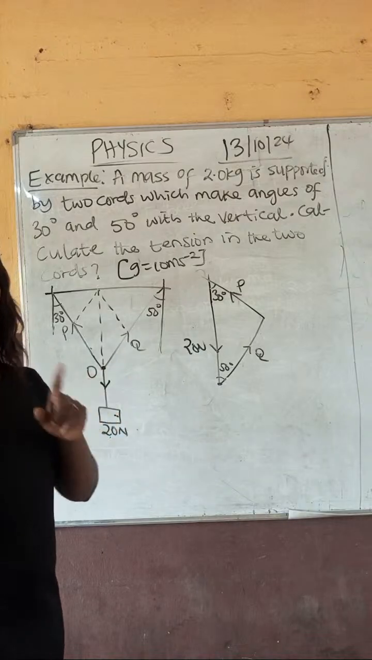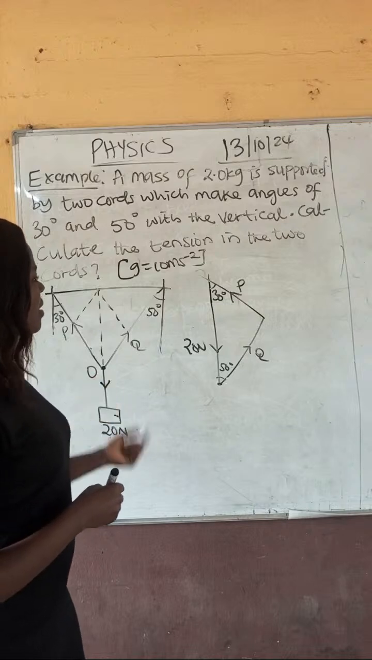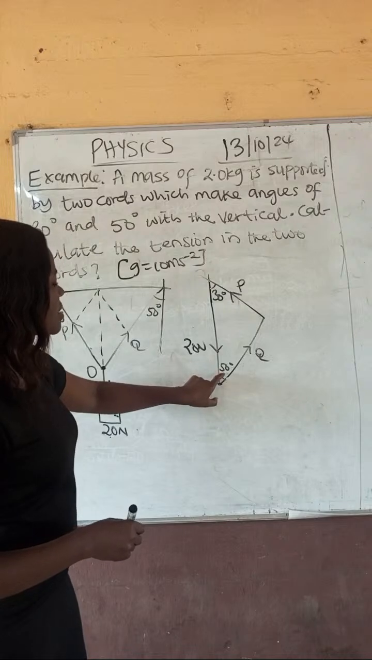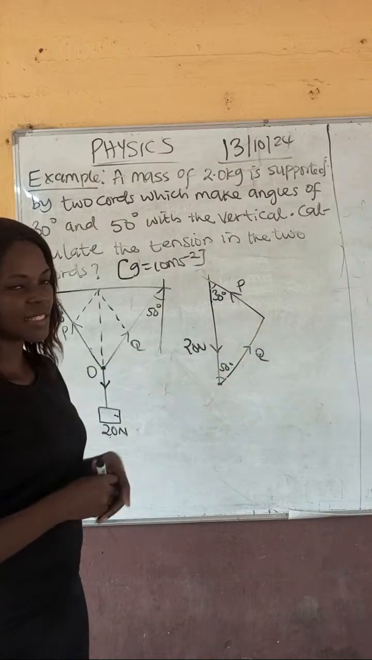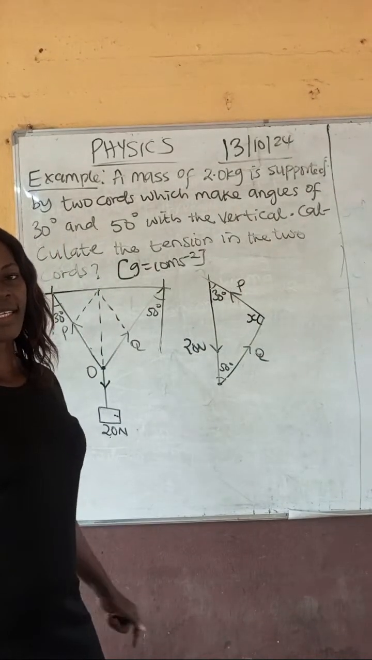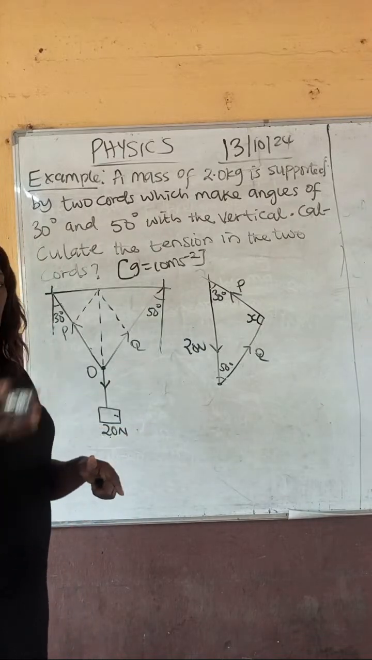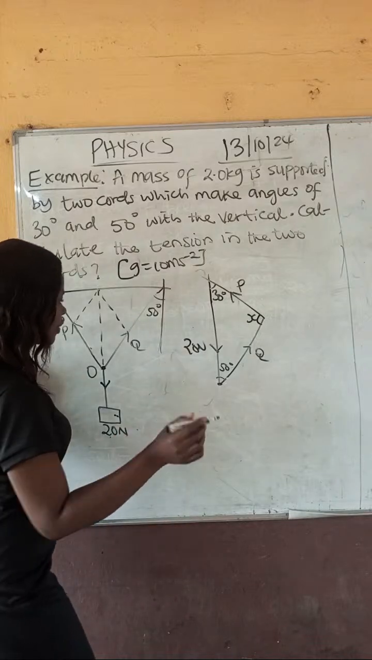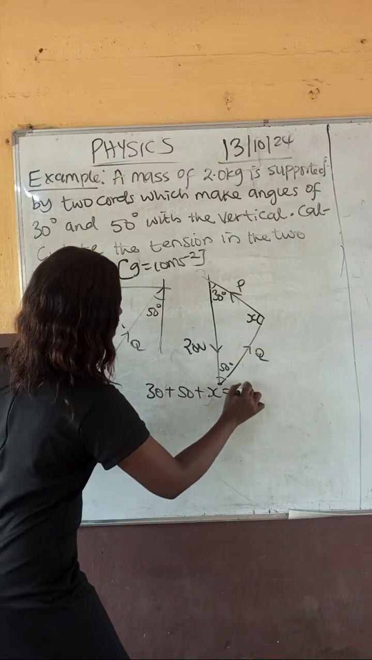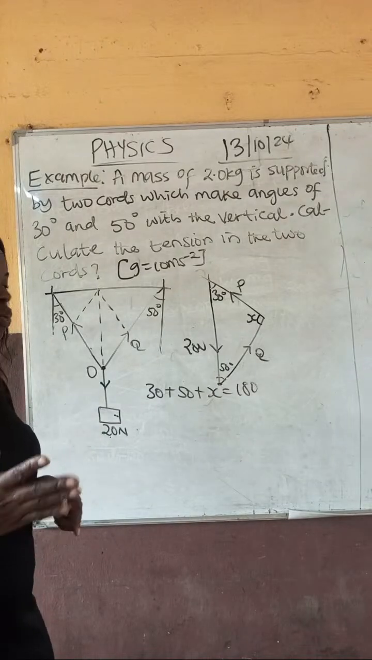Now, this is just the first step to finding our tension in the two chords. What do I mean by that? We have already seen that this angle is 50 and the angle here is 30. So we need this angle here, which we can call x. The sum of angles in a triangle is equal to 180 degrees. So I will add them together and equate them to 180. This is 30 plus 50 plus x is equal to 180. Reason: the sum of angles in a triangle is equal to 180 degrees.